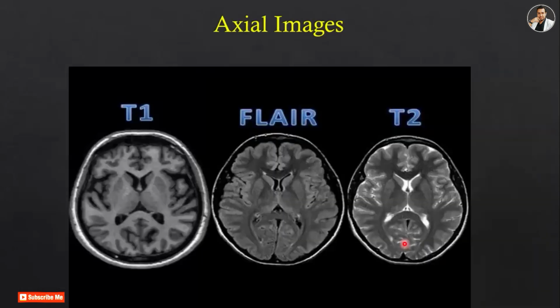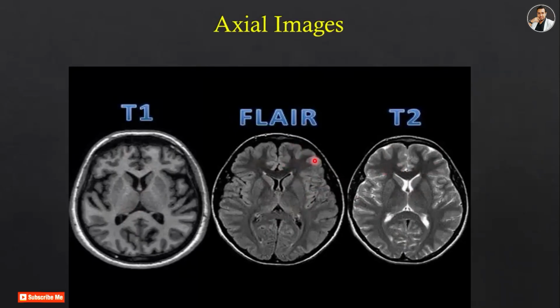Now, what are axial images? This is T1 axial. This is FLAIR axial. This is T2 axial. Now, if we compare T2 and FLAIR, the two are similar. The white matter of the brain is dark in both T2 and FLAIR.